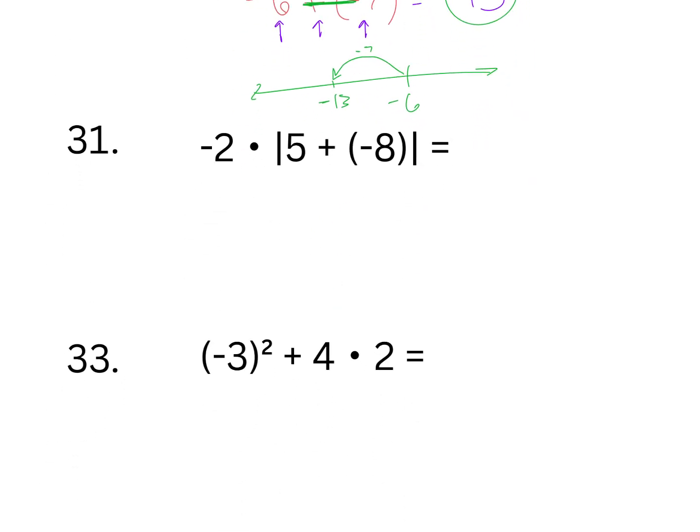Getting a little uglier looking. We got the absolute value, and on the inside we have 5 plus negative 8. Okay, so negative 2, and then like I said, these are like parentheses, so we're going to do that.